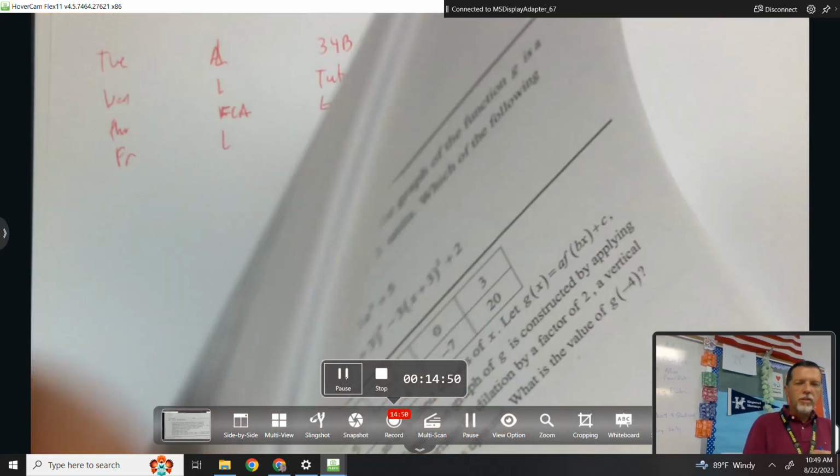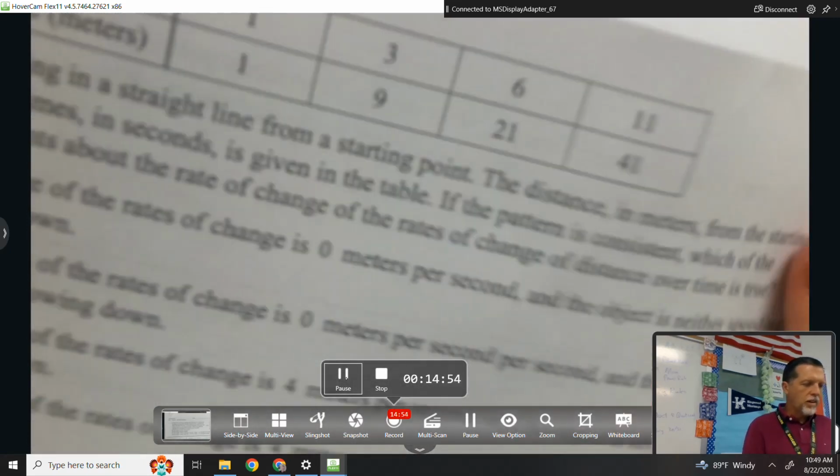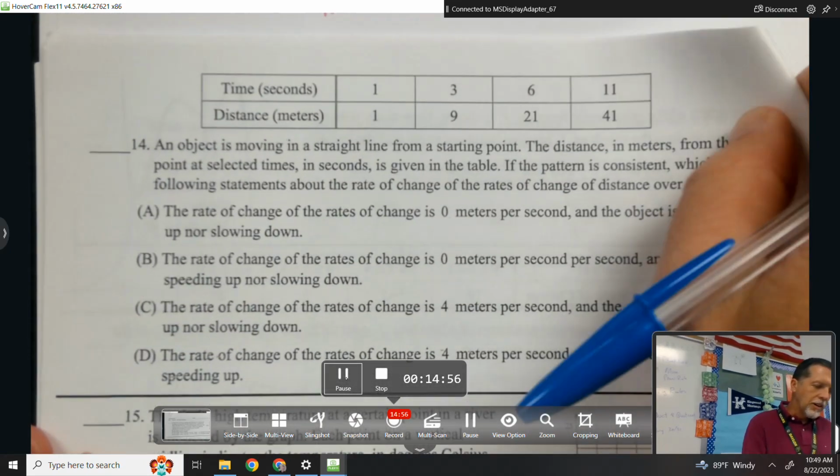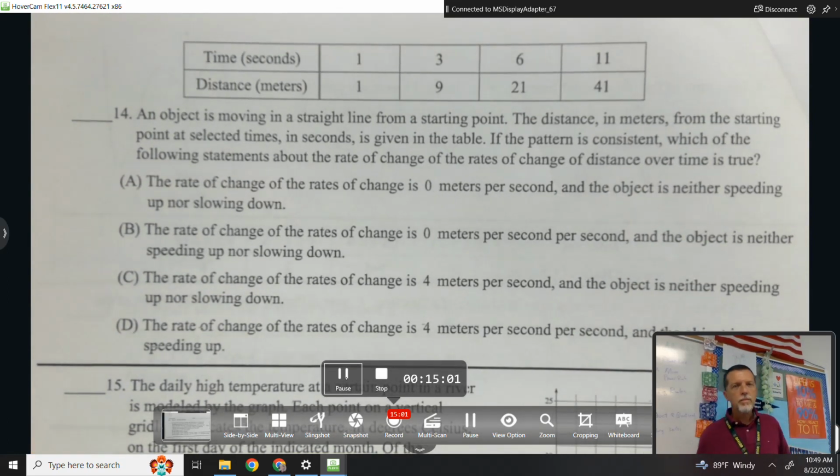Number 14. 11 plus 3 is 14. Uh-oh, here we go. Now we get some good stuff going on here. Wait, I thought we were going to do like a... We're doing every third one, starting with number 2. So we're doing problems 2 plus 3n. How about that?